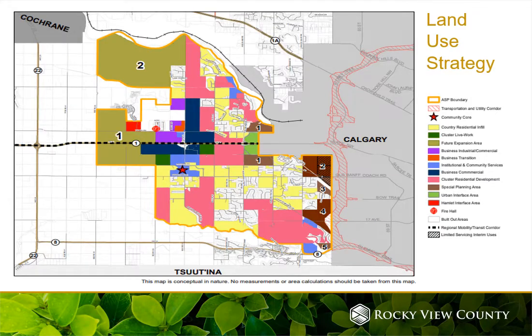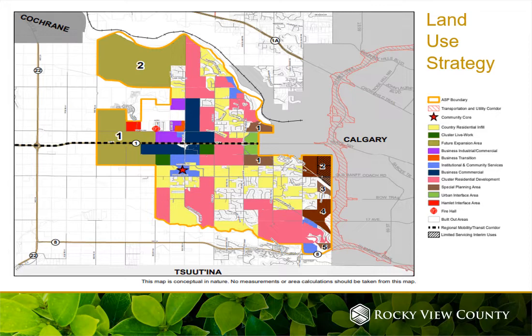This map shows the land use strategy, and I'd like to touch on the most significant changes since the pre-release draft. Lands previously identified as Special Planning Area 1 along the Highway 1 corridor have been moved to urban interface, as significant planning work has commenced on these lands. Lands south of the hamlet of Harmony, previously identified as future expansion, have been moved to hamlet interface, as these lands have been identified for some commercial and residential uses in the near future.